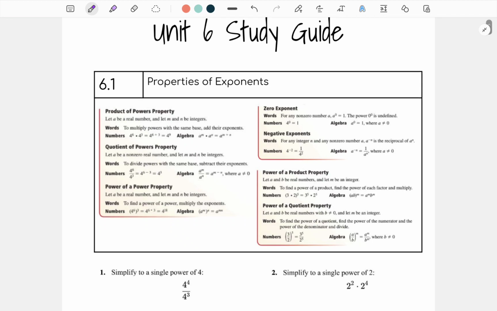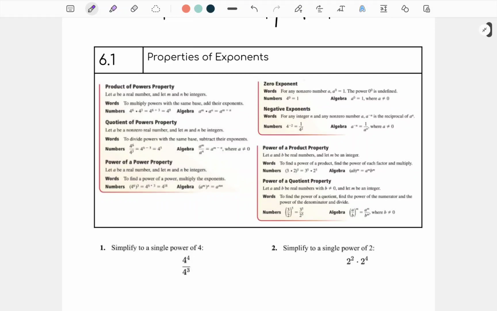Number 1 says to simplify to a single power of 4. Since this is division, we're going to use quotient of powers property, which means we're going to keep the base the same and subtract the exponents. 4 minus 3 is 1. So our answer is just 4 to the 1 power, or just 4.